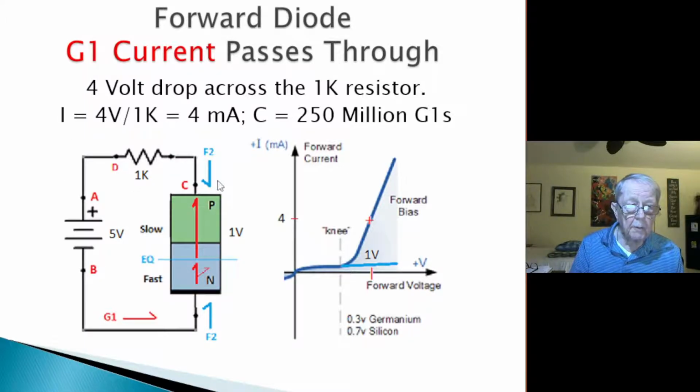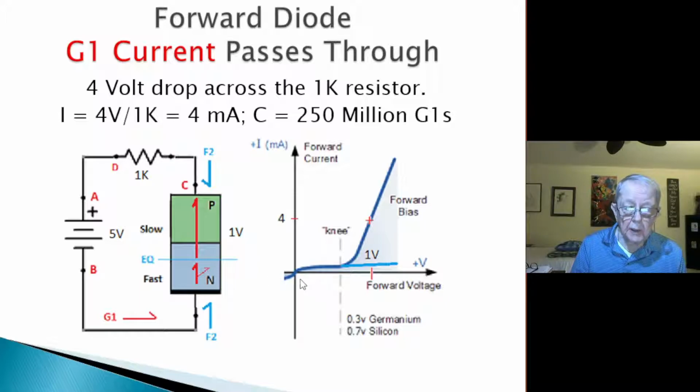If there's a 1-volt drop across here, there's a 4-volt drop across here. So the current through here is 4 volts divided by 1K, which is 4 milliamps. And I use that equation I just showed you, current divided by 1.6 times 10 to the minus 11th, and you find out that there would have to be 250 million G1s flowing through here to create that. Now, that's just showing you what the curve says, but doesn't tell you how this works.